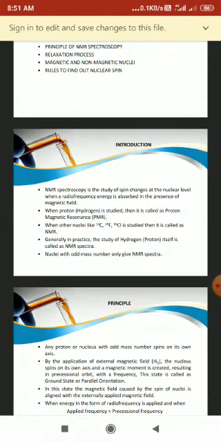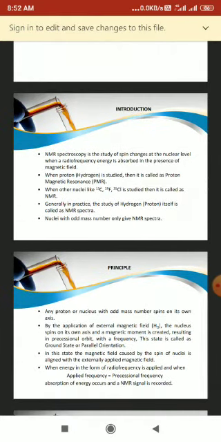NMR spectroscopy is the study of spin changes at the nuclear level when a radio frequency energy is absorbed in the presence of magnetic field. When proton, meaning hydrogen, is studied, then it is called proton magnetic resonance. When other nuclei like C13, F19, chlorine 35 are studied, then it is called NMR. Generally, in practice, the study of hydrogen, meaning proton itself, is called NMR spectra.